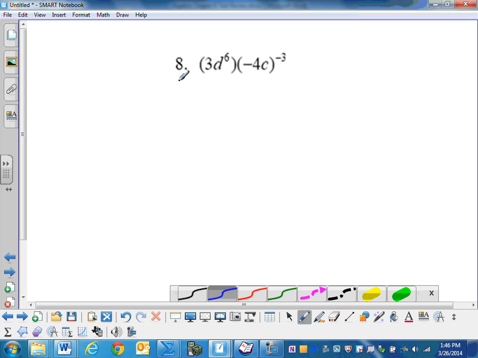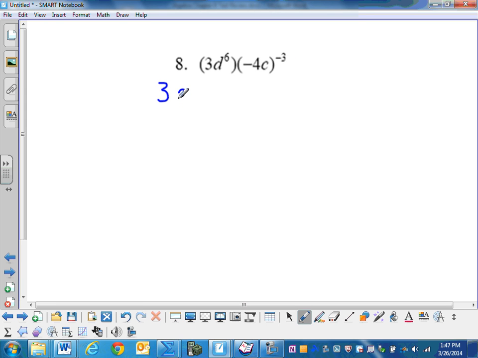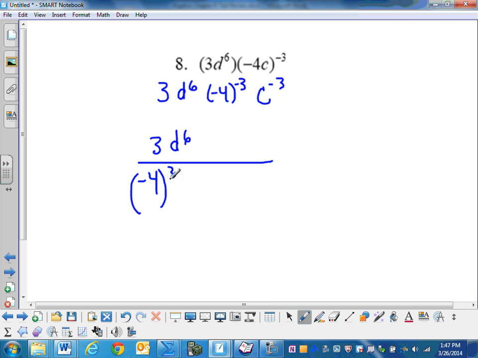Okay, we're going to get rid of any parentheses. We have 3d to the 6, negative 4 to the negative 3 times c to the negative 3. Rewrite with no negative exponents. That's going to give me 3d to the 6 over negative 64 c to the third.